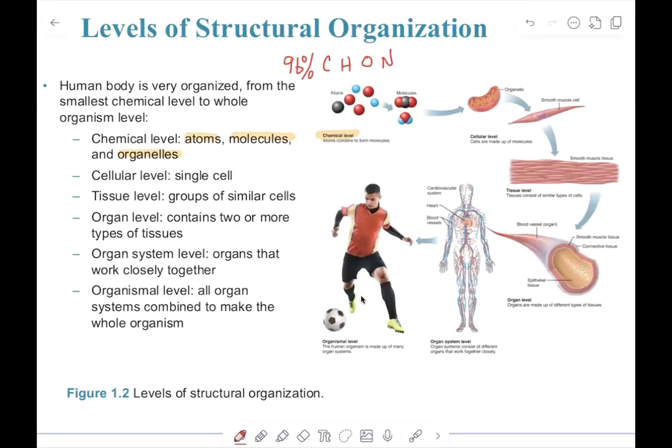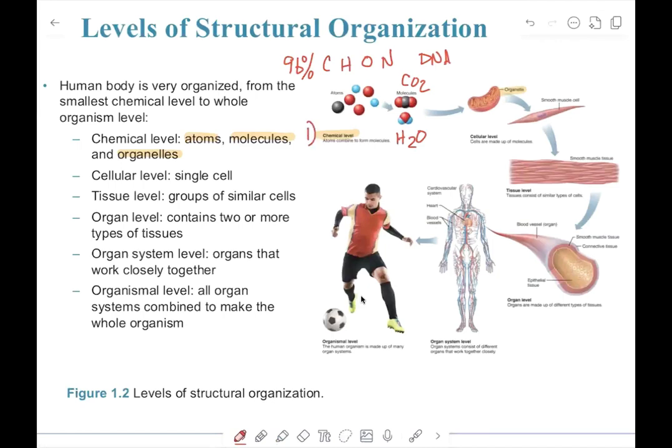Those atoms are going to combine with one another to make molecules like carbon dioxide, or water, or even larger molecules like DNA or RNA. And then some of the chemical reactions that occur within organelles are contained here, but notice they're also in that chemical level, which is that first level.